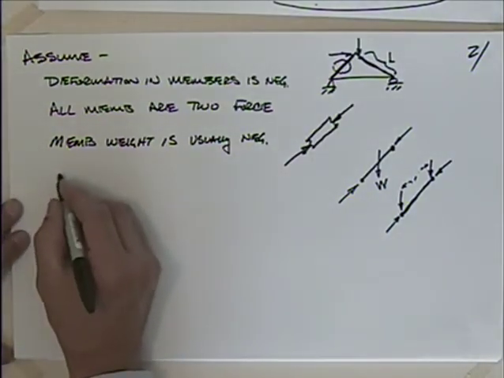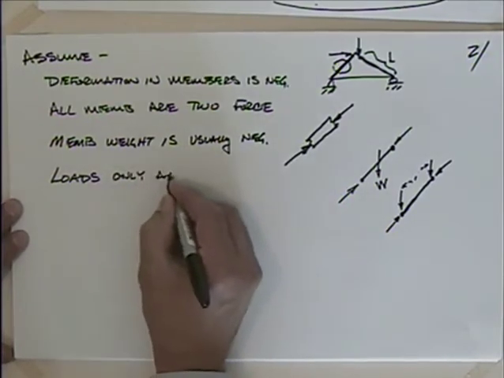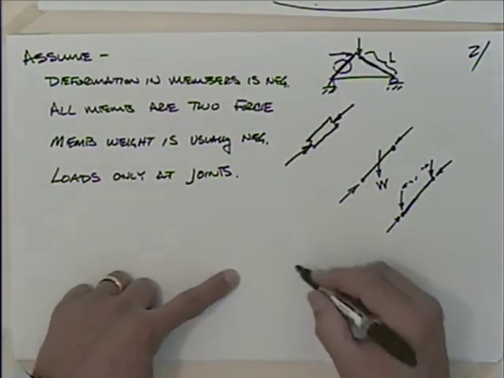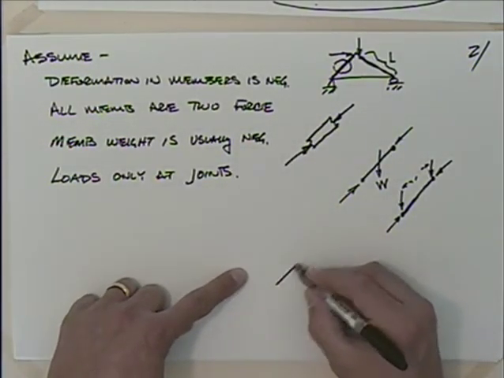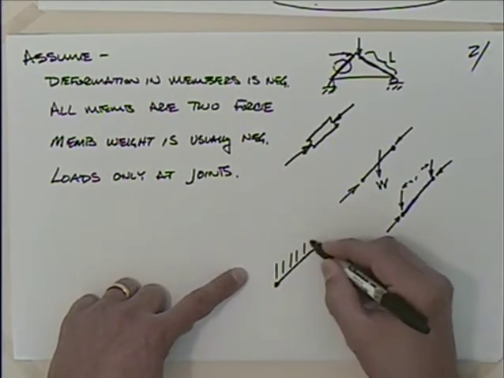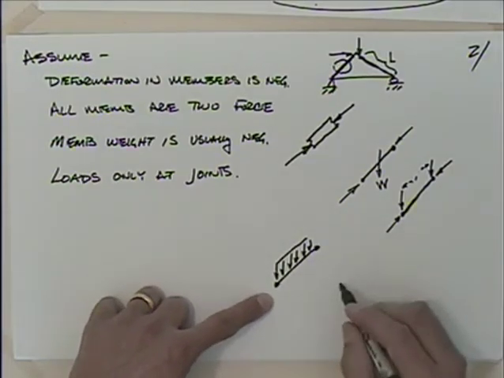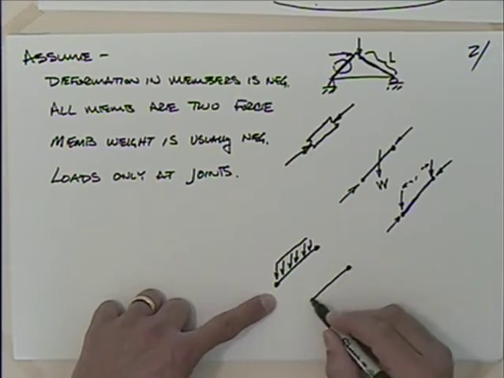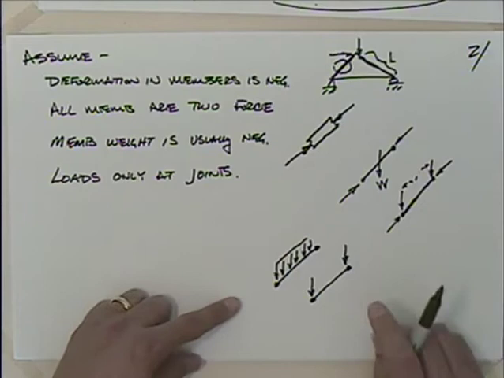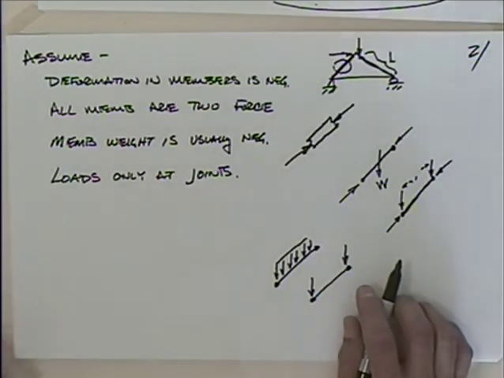That goes to this one, loads only at joints. Okay. We haven't talked about distributed loads yet, but let's say that you have something that looks like this, and maybe you have some snow load on there like that, or some dead load on it. What do we do with that? Well, we're going to have to again model it, where we take some of that load and put here, and some of that load and put there. So we only have the loads at the joints. That's important. You're only loading at joints.